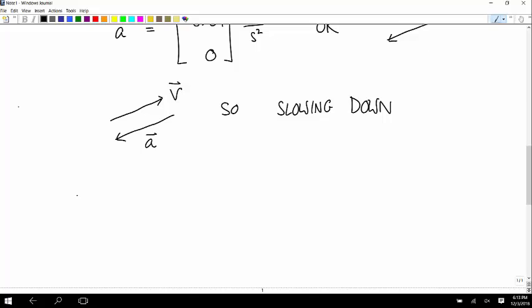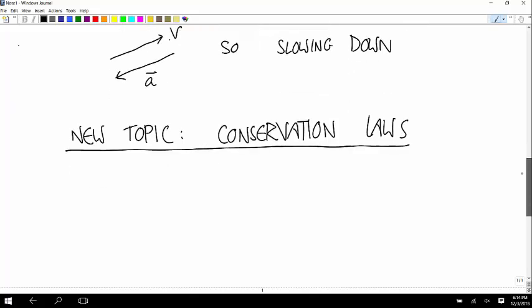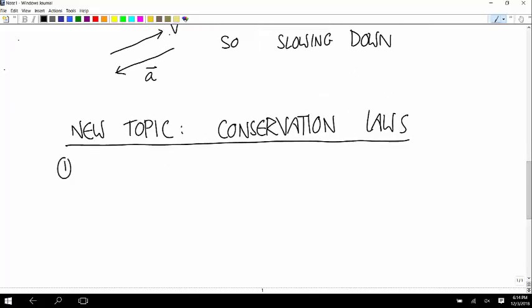Okay, so now we're going on to a new topic, and that's conservation laws. And this is split up into two different areas. The first one is conservation of linear momentum.